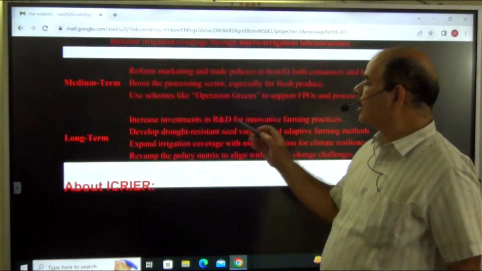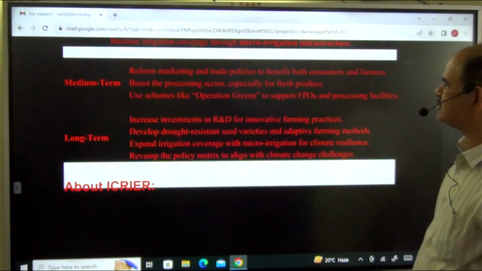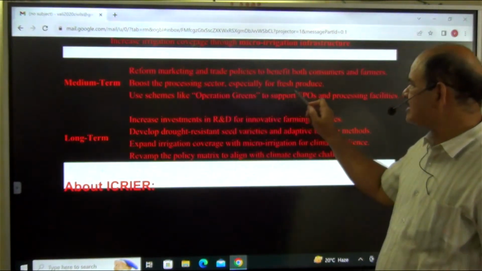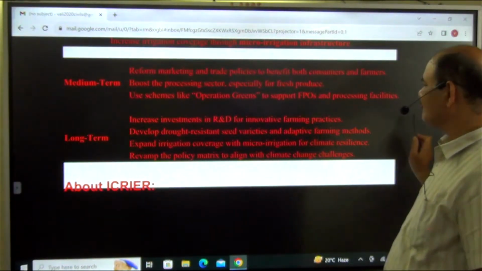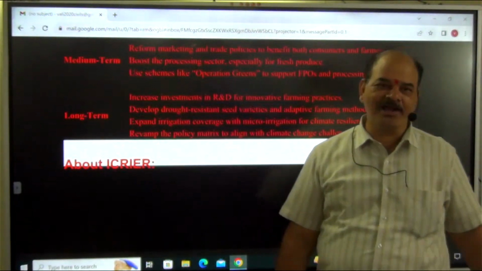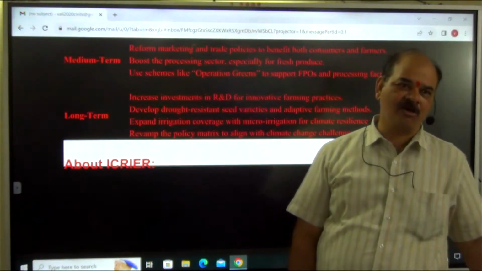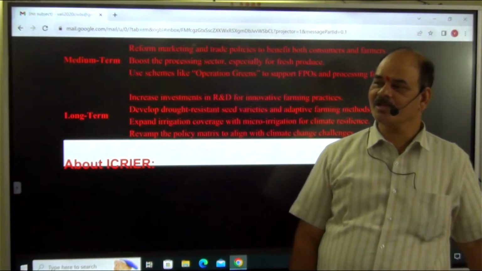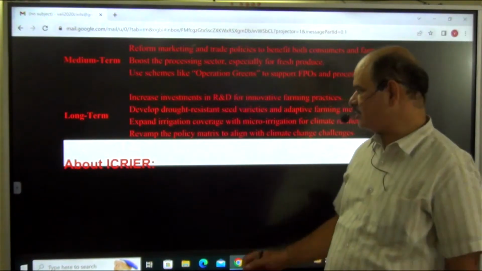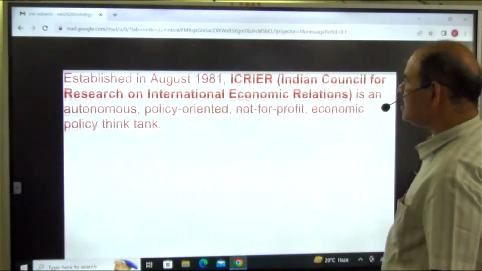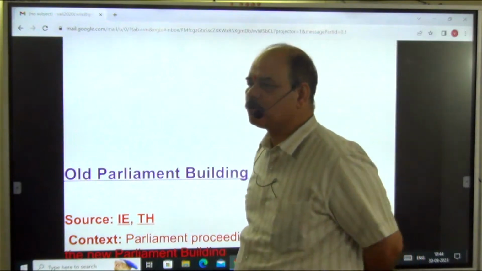Now, medium term: reform marketing and trade policies to benefit both consumers and farmers. Boost the processing sector, especially for fresh produce. Use schemes like Operation Greens to support FPOs and processing facilities. And long-term R&D is needed, like what was done by our great hero, MS Swaminathan. R&D is needed, and switching over to other crops is also needed. These sorts of things will be useful to address the questions in the mains.